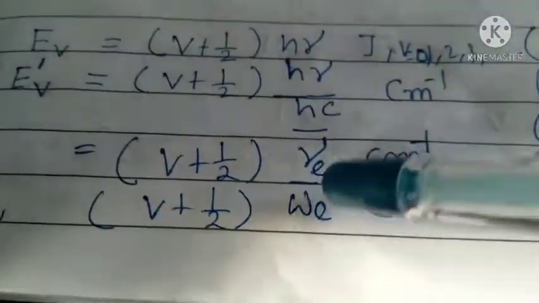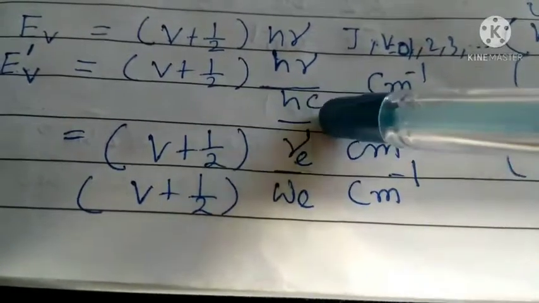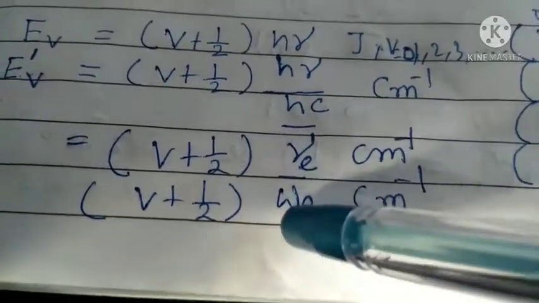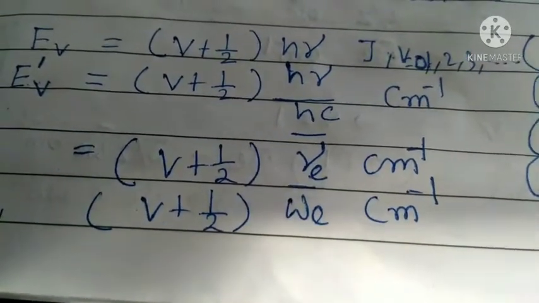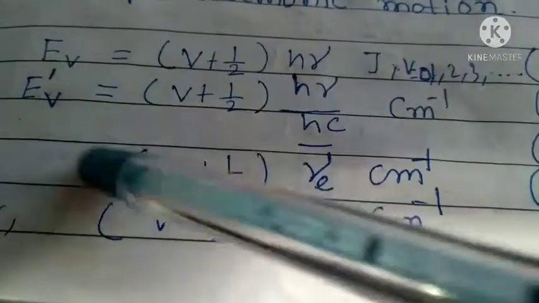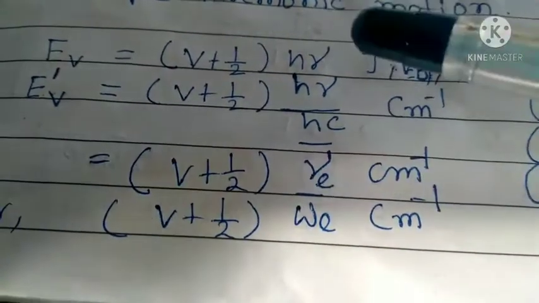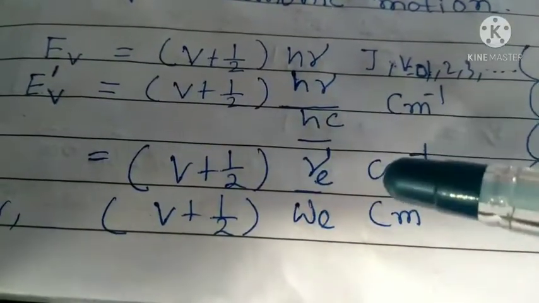And somewhere you see it in nu e bar, or somewhere we can see it in omega e bar. So both of them are the same. Okay, so this is the expression of energy of each energy level, in joule or in centimeter inverse.